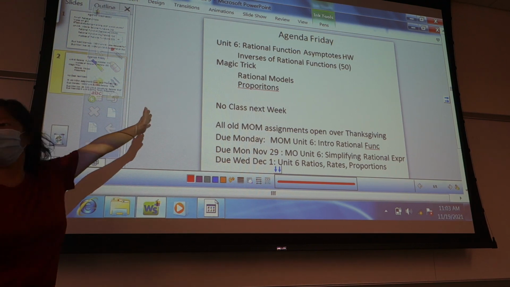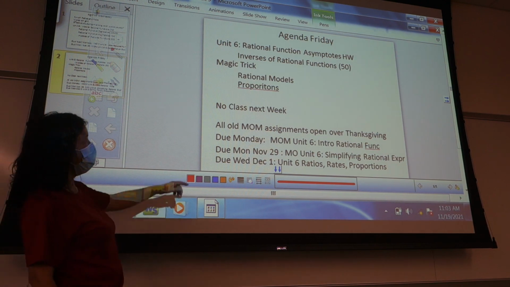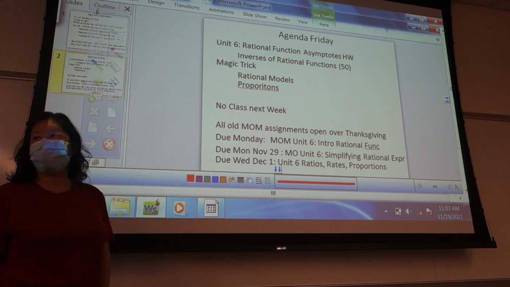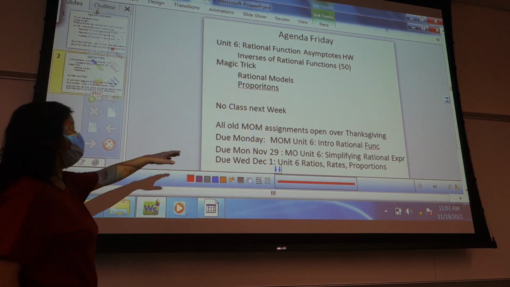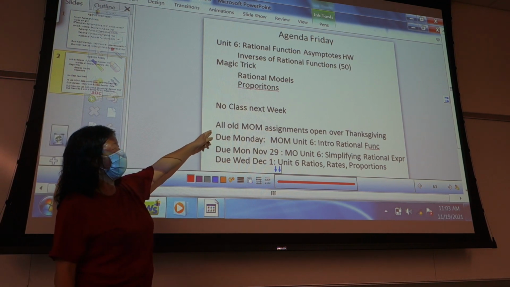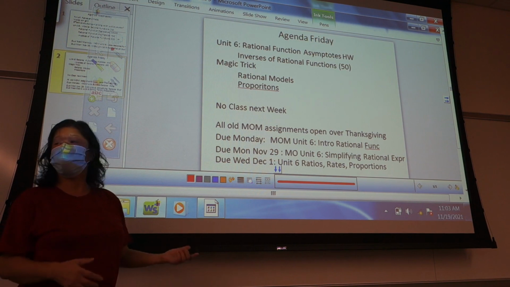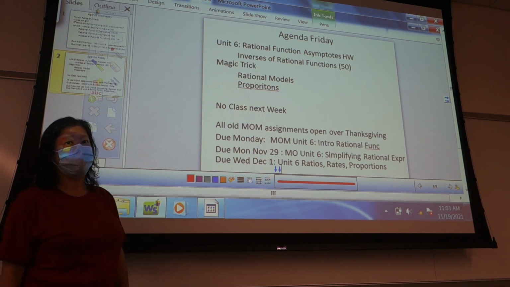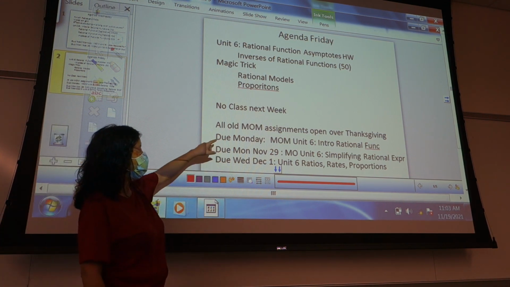There's no class at all next week, so don't come at all next week. All right, working on that. And then I've opened up all the old, I believe I have. If I have not, check with me. I reopened all the old MyOpenMath assignments over Thanksgiving, so people who have fallen behind on those can pick them up and do them and get those done, because people have not been getting those done.